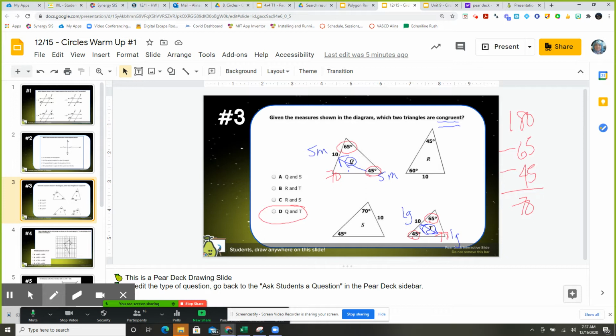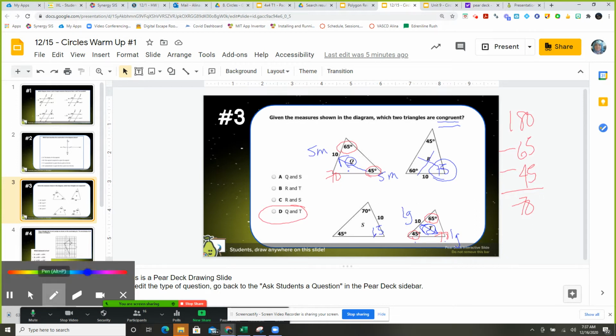So we've got to find the missing angle in the other ones. If I know 45 and 70, this one has to be 65. And I know 45 and 60, this one has to be 75. So 75 does not appear in any of the other triangles. It can't be R. So I can eliminate that right off the bat.